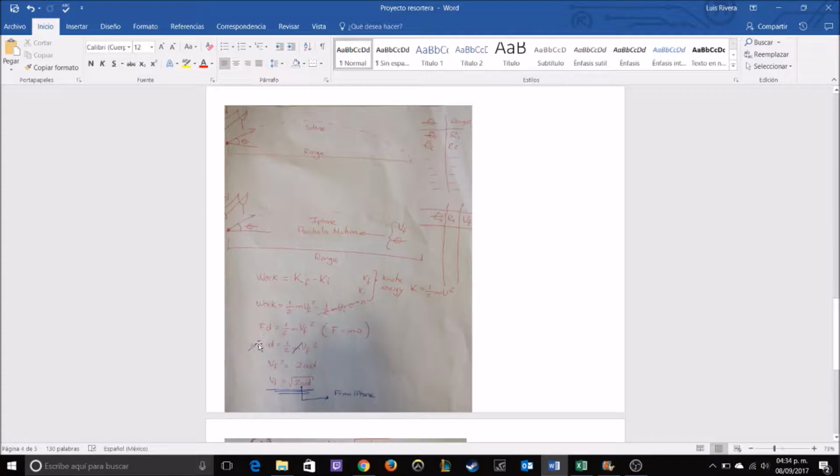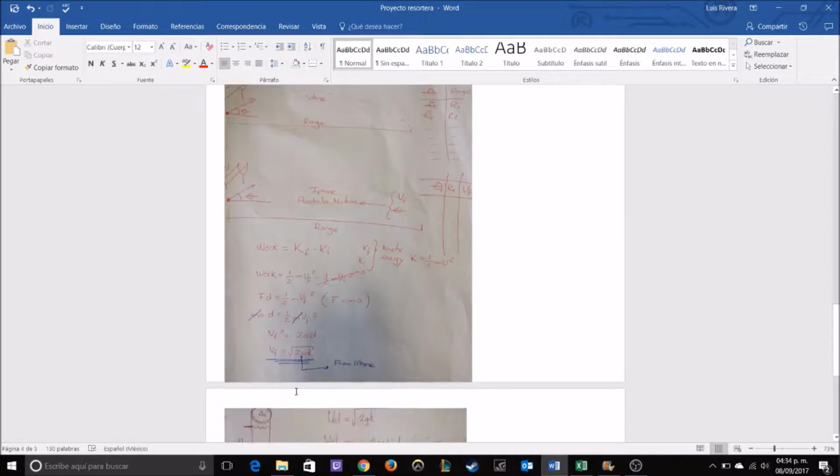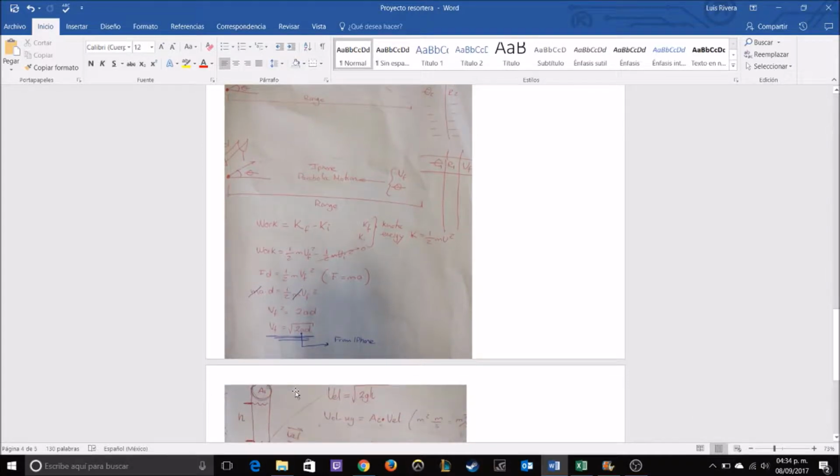So in this formula we can cancel mass, and this leaves us with 1/2 times final velocity squared, and we can say that the final velocity squared is equal to 2 times the acceleration times the distance, and the final formula would be final velocity equals the square root of 2 times the acceleration times the distance.